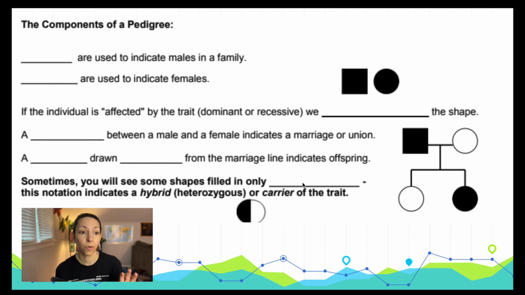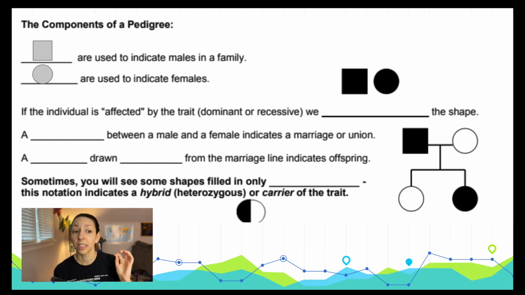All right, so now we're going to talk about how we can trace the inheritance of traits through several generations. So a pedigree is a special type of chart that depicts family history or the inheritance of a specific trait. And we have different symbols in our pedigrees to show us different information. So squares are used to indicate biological males in a family. Circles are used to indicate biological females.